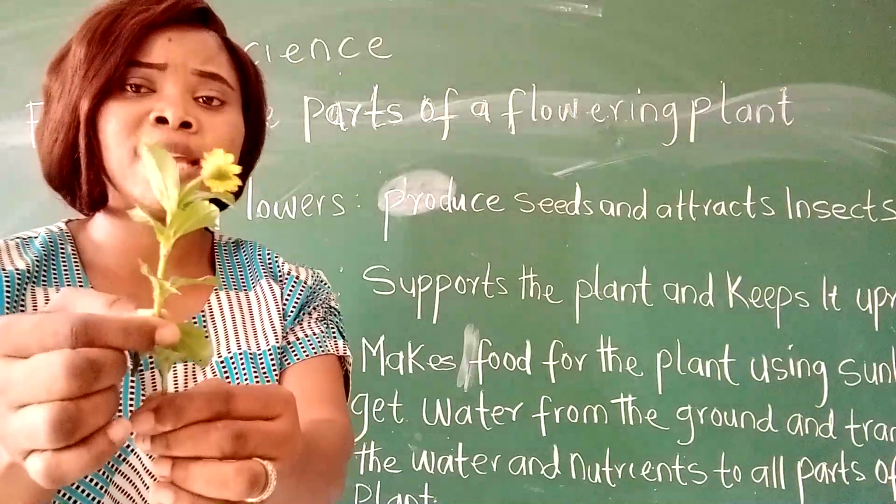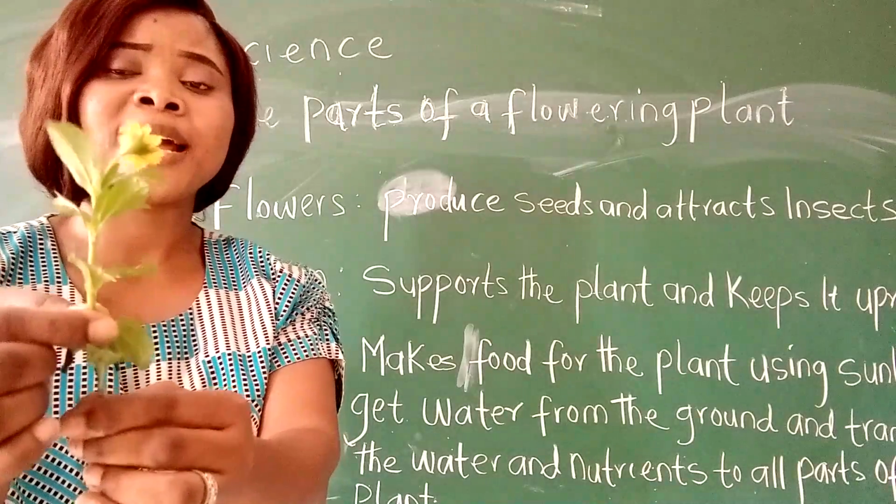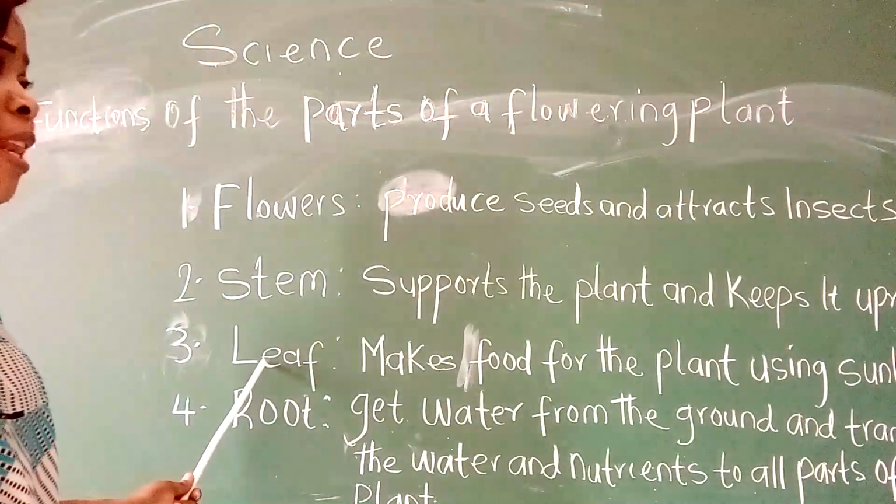It supports the plant and keeps it what? Upright. Now we go over to the next one, which is the leaf.